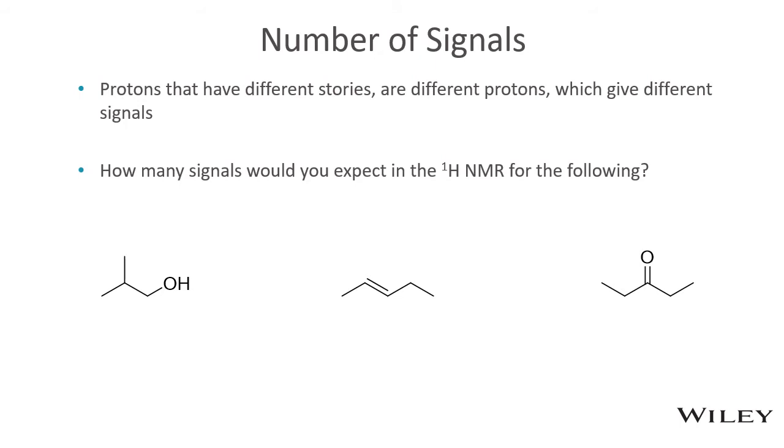When it comes to the number of signals you would expect in an NMR spectrum, the way that I like to think about it is that protons that have different stories, or essentially different ways to describe them, are different sets of protons which will ultimately give different signals in the NMR. So we're going to go through all three of these molecules and answer the number of signals we would expect to find in the proton NMR for each one of these.